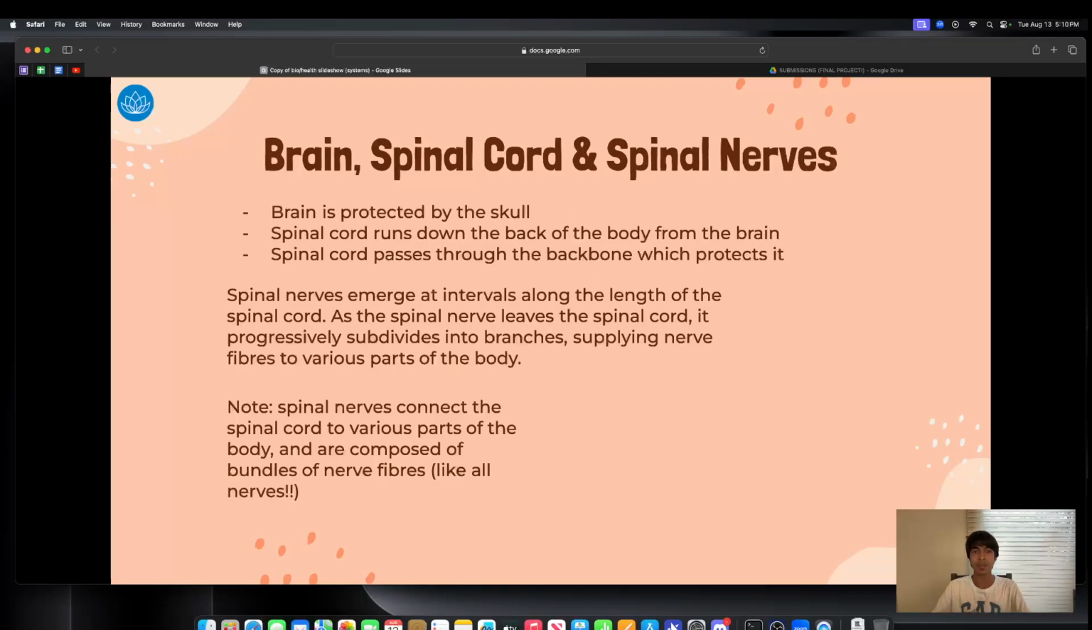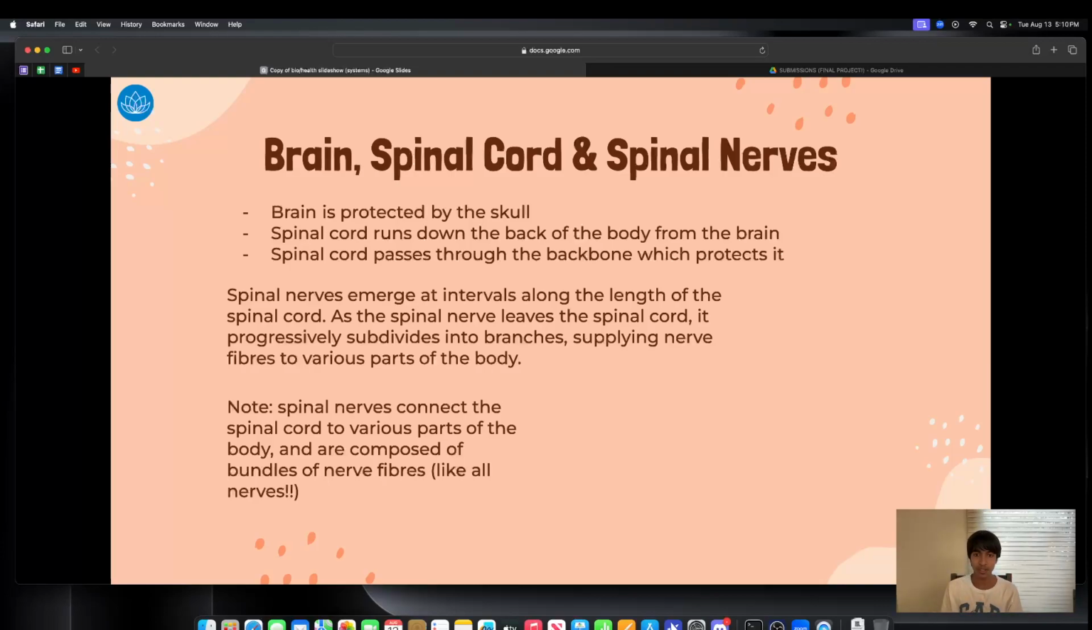And then let's talk about the brain, spinal cord, and spinal nerves. So the brain is protected by the skull. The spinal cord runs down the back of your body from the brain, and the spinal cord passes through the backbone, which protects it. So spinal nerves emerge at intervals along the length of the spinal cord. So like the nerves are on the spinal cord, right?